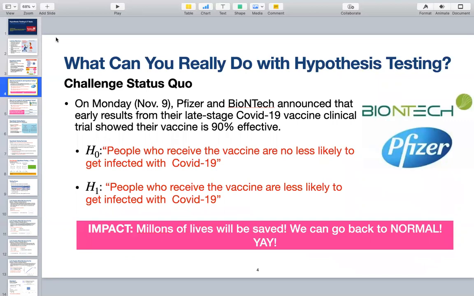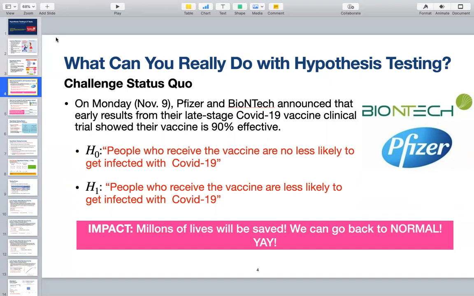So really, what can you do with hypothesis testing? Well, as a matter of fact, this is commonly used in the scientific fields and business fields, right? If you look at, for example, Pfizer's and BioNTech's vaccine, they announced on Monday, November 9th, that their COVID-19 vaccine is 90% effective on the instances that they studied on the people that they took into clinical testing.